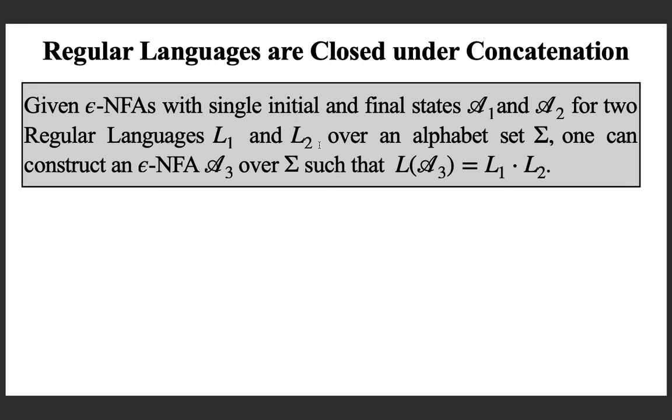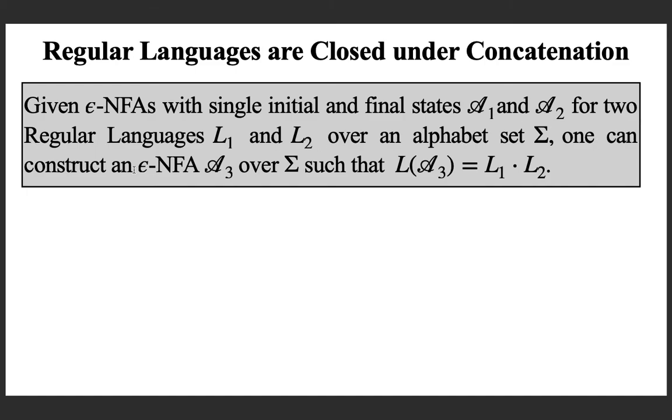state and a single final state for any regular language. If you don't remember it, please go back and see that lecture. For any regular language, you can have an epsilon NFA which has only a single initial state and a single final state. So here, I assume that L1 and L2 are regular, hence there exist two epsilon NFAs for L1 and L2.